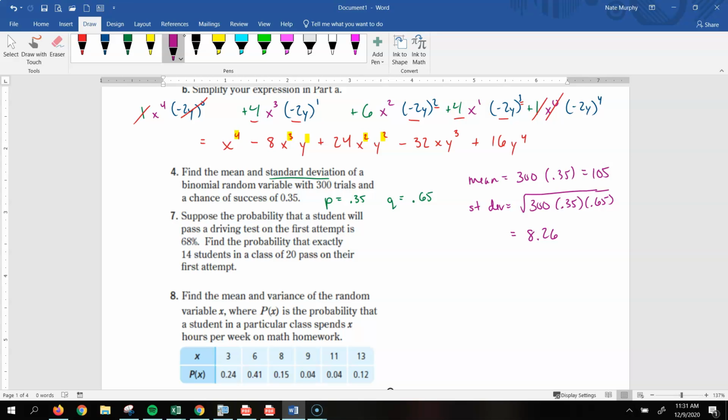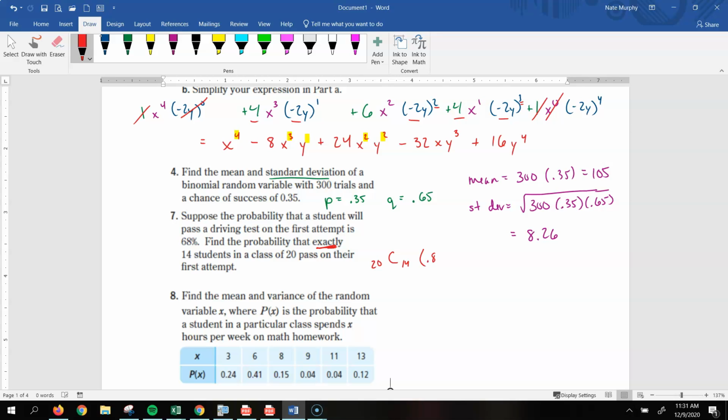So look at number 7. 7 says, suppose the probability that a student will pass a driver's test on the first attempt is 68%. Find the probability that exactly 14 students in a class of 20 pass on their first attempt. All right, so the key word there is exactly. Okay, so we're only going to do one value here, so we'd have just 20 students in the class, and we want to find the probability that exactly 14 of those students pass.